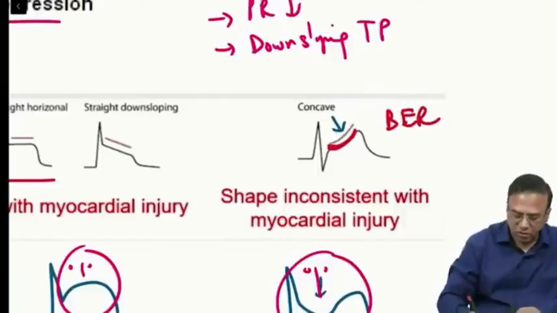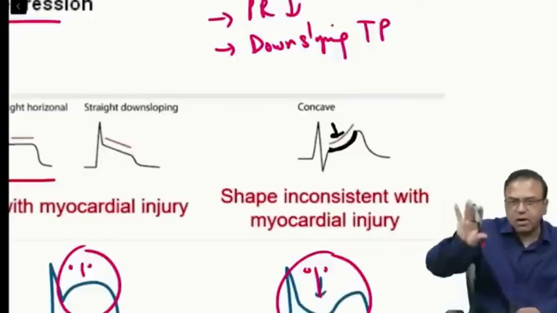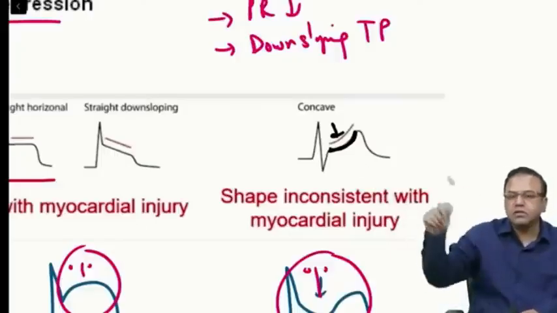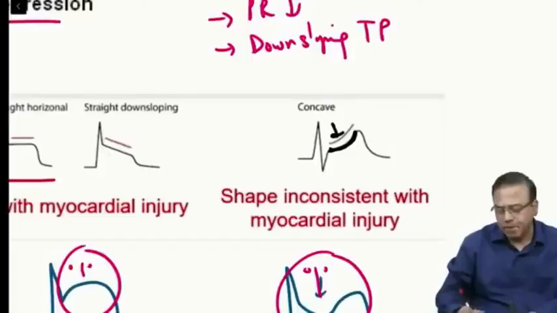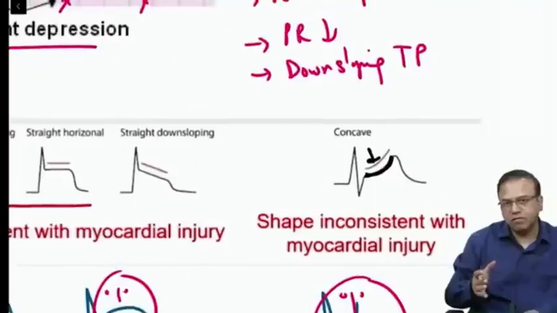So I hope you can follow here. You can see this kind of a dip, and you can see it's kind of going like a concavity dip like this. This is reassuring. This is not MI. However, even if you get a pattern like this, but you are able to see a reciprocal ST depression in the opposite leads, always suspect possibility of MI.